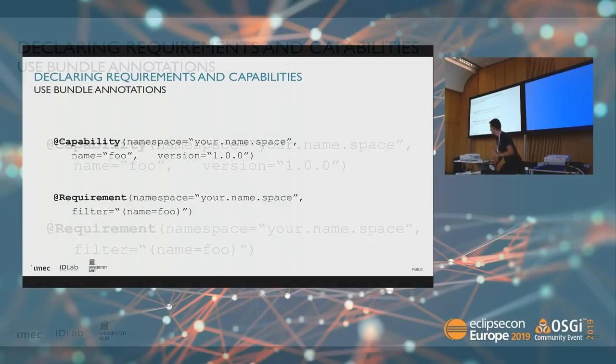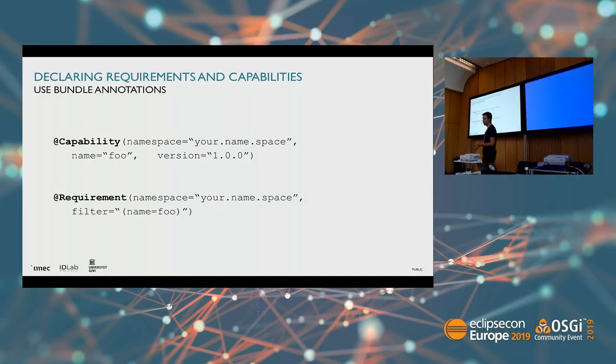So now we know how the resolving works, what requirements and capabilities are. How can we create our own capabilities and requirements? Well, that's super easy. On the one hand, you could naively just write them into your bundle manifest, but that's not a recommended way to do it. What we can also do is use bundle annotations, which were added in the spec since R7.